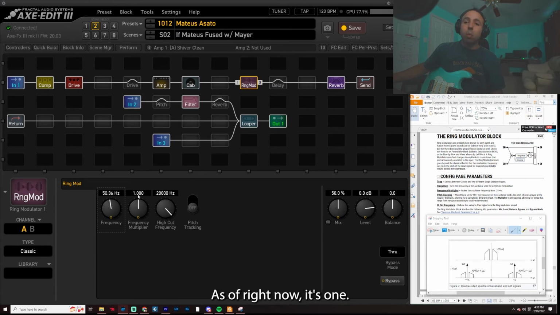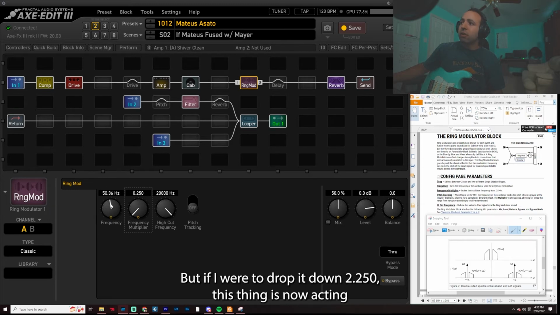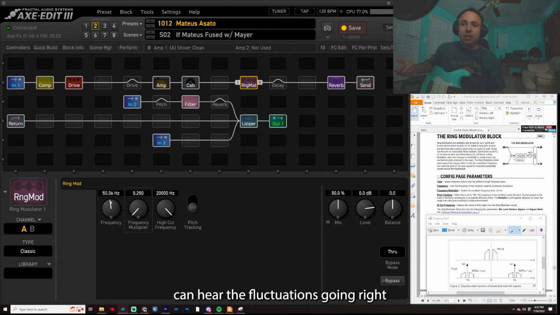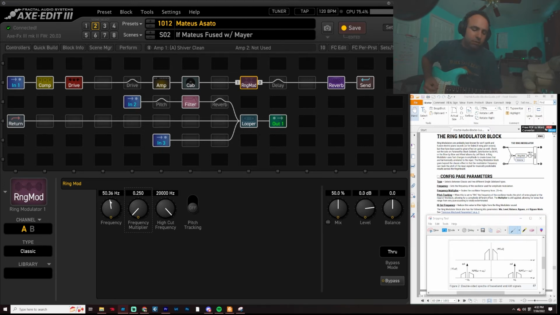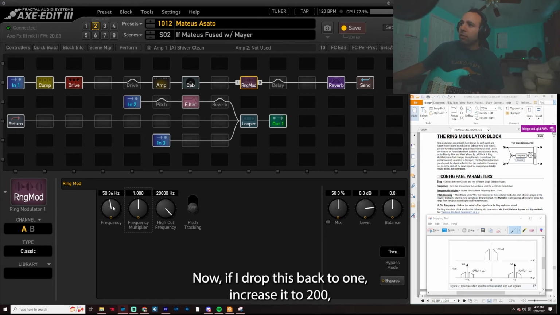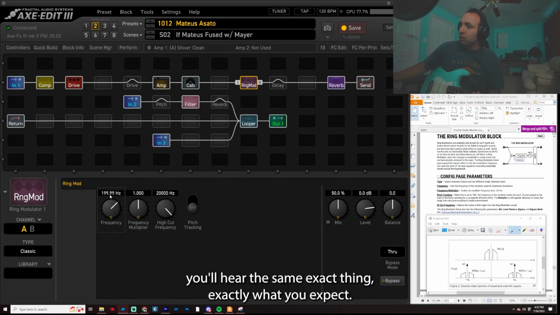Now this frequency multiplier is multiplying that frequency by some scalar amount. As of right now, it's 1, so it's not actually changing this frequency at all. But if I were to drop it down to 0.250, this thing is now acting as a 12.5 hertz frequency modulation, or amplitude modulation. So now you can hear the fluctuations going, right? You increase this. With it at 4, it's acting as a 200 hertz. Now if I drop this back to 1, increase it to 200, you'll hear the same exact thing. Exactly what you expect, right?